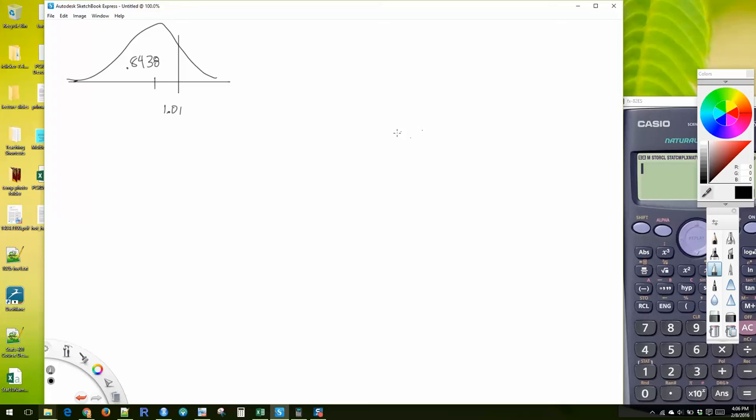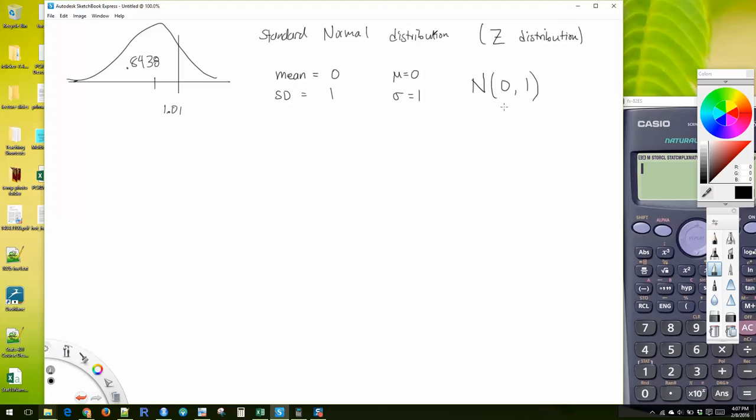Okay. Well, this is great and all for the standard normal distribution. We often call the standard normal distribution the Z distribution. The mean of the standard normal distribution we know is equal to 0, and the standard deviation is equal to 1. So often this is written as mu equals 0, sigma equals 1, and we will write the standard normal distribution as normal 0, 1. So this is the standard normal distribution.